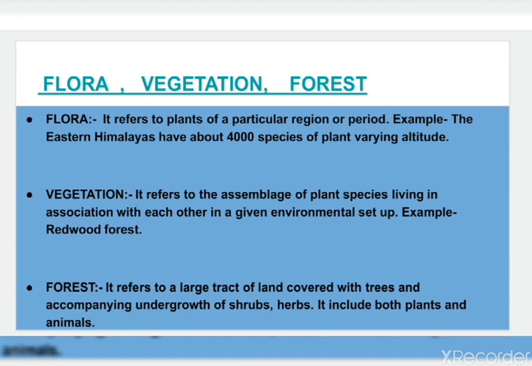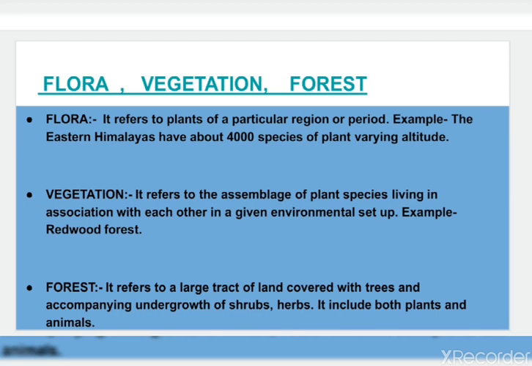Next one is vegetation. Vegetation refers to the assemblage of plant species living in association with each other in a given environmental setup. For example, redwood forest. Third one is forest. Forest refers to a large tract of land covered with trees accompanied by undergrowth of shrubs, herbs, etc. It includes both plants as well as animals.